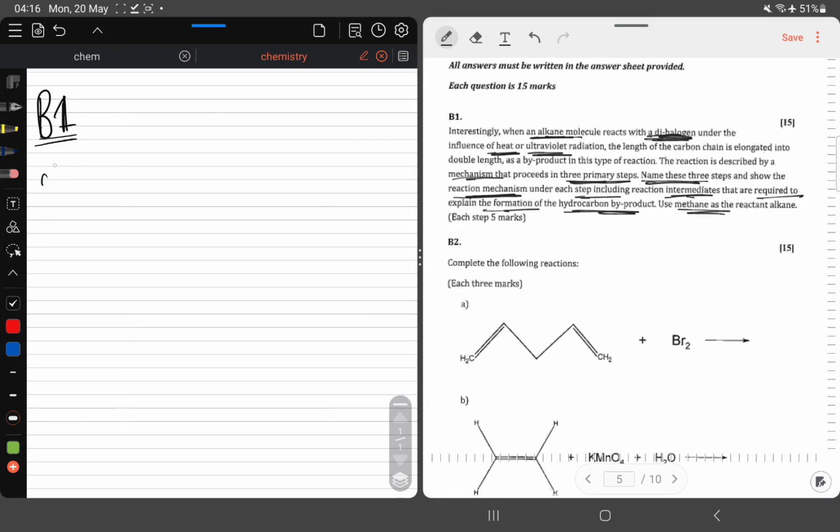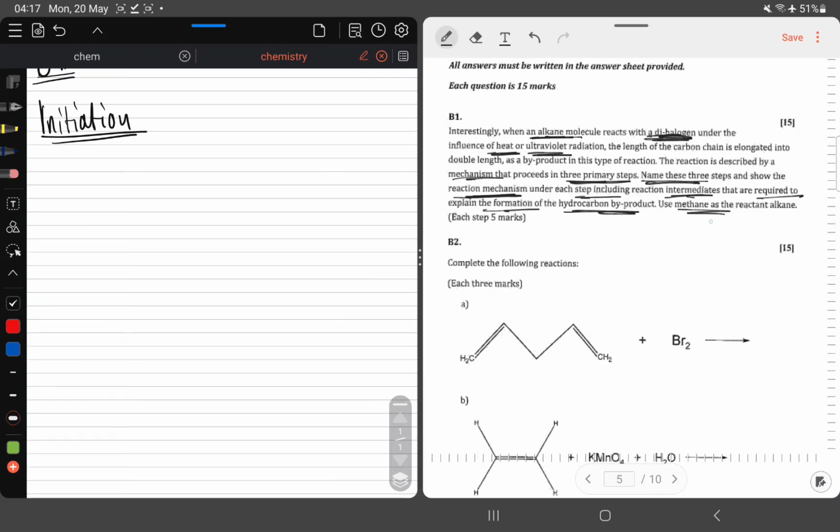We'll say the first one is going to be your initiation. So we'll start with initiation. We are using methane, but the halogen will just use X. So we have two halogens like this, and you can put your two electrons like this that are in the bond. If you want to put lone pairs, it's up to you, on your halogen. You know that it has 6.